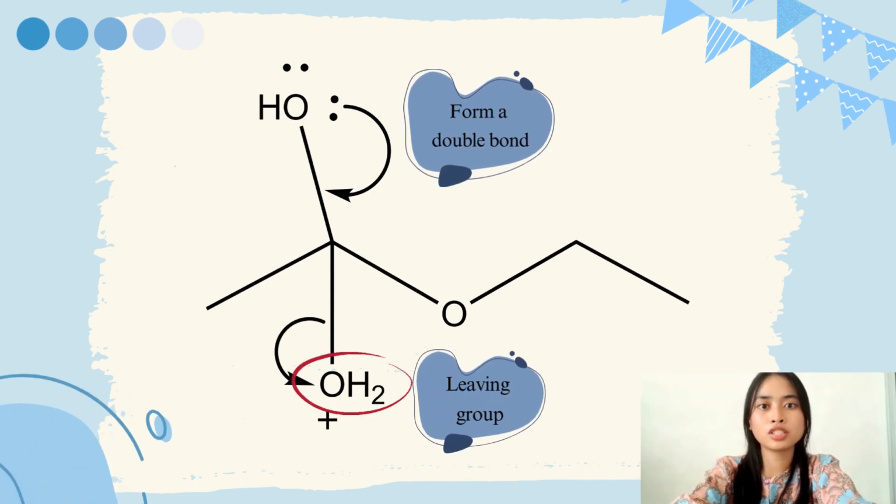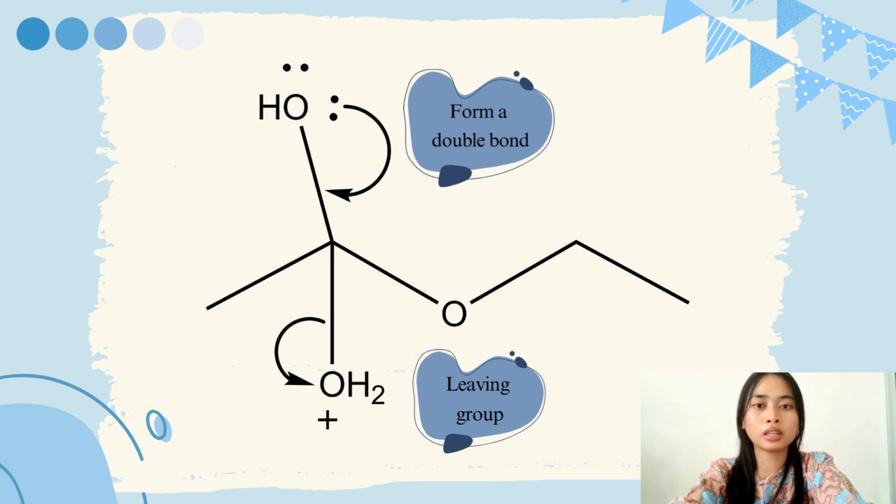Fifth, elimination of water. In 1,2 elimination, a lone pair of electrons on the oxygen forms a double bond with the carbon, simultaneously expelling the protonated water molecule as the leaving group. In the formation of protonated ester, this elimination results in a protonated ester intermediate where the ester group is formed but is still protonated.